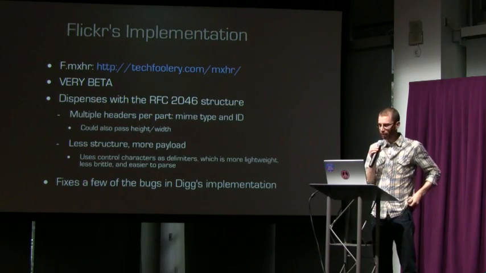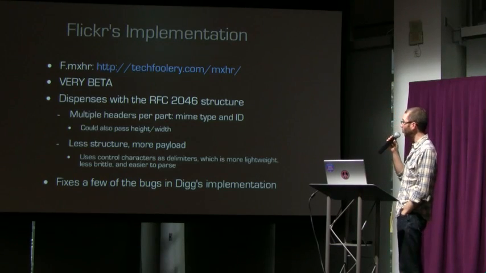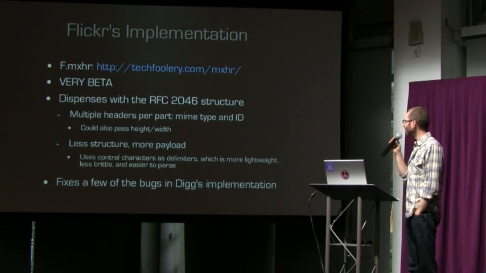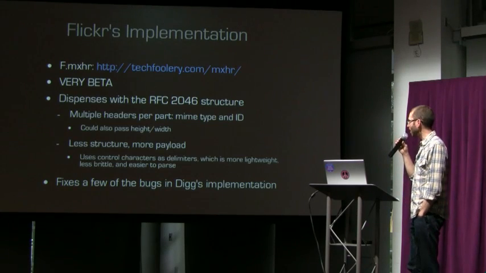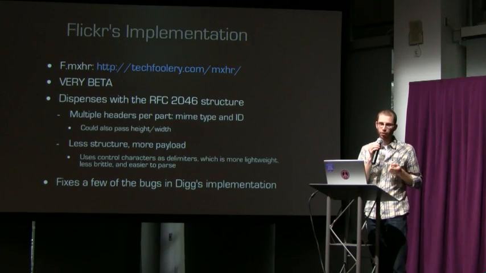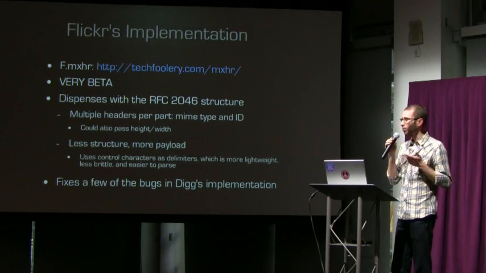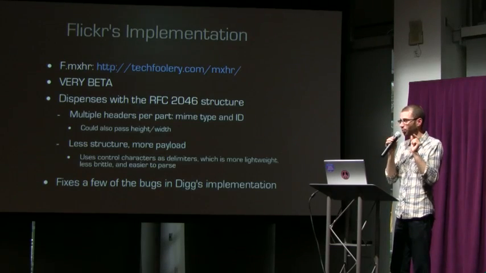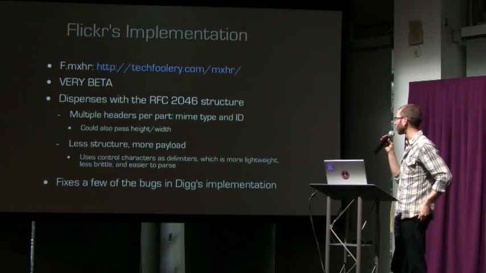So we've been playing around with it a little bit. We have a slightly different implementation. It's based off of Digg's. It's also super beta. It really just throws away this RFC 2046 structure and uses control characters as delimiters. Control characters won't appear in any sort of base64 encoded image. They hopefully won't be in your JavaScript, otherwise it's not going to work. But they're really small. They're just a character. So instead of a long 20-character string, we just have a single character delimiter.